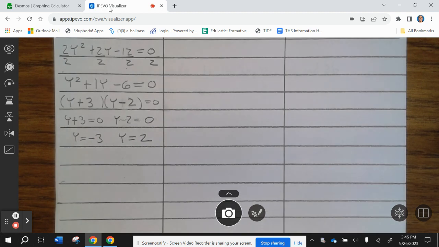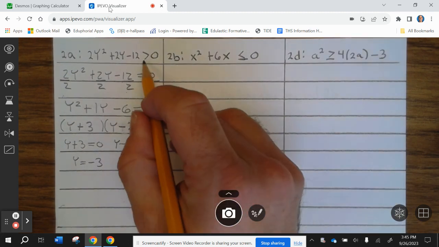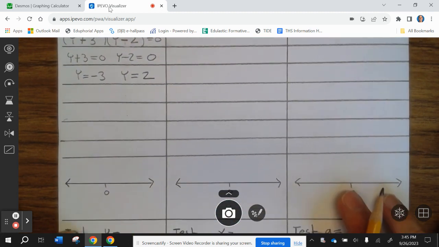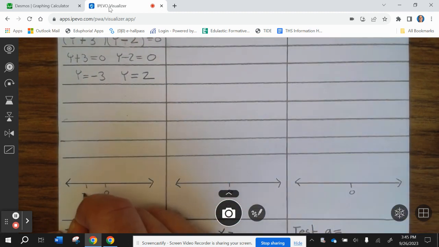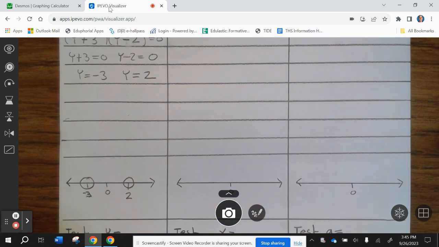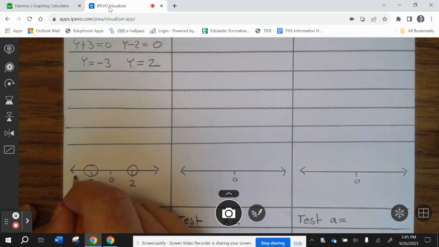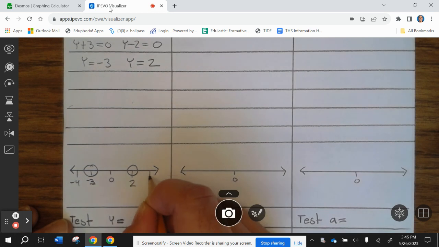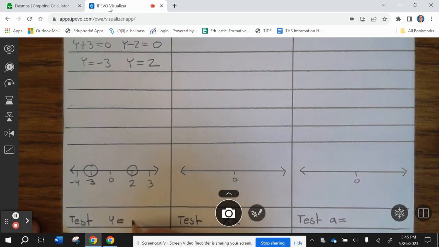Okay. Now, no line underneath, open circle. So we're going to draw a line. Open circle at negative 3. Open circle at 2. Now, we need a test value. So I'm going to pick a number to the left, negative 4. Middle 0 is fine. And then 3. So I'm going to test negative 4 first.